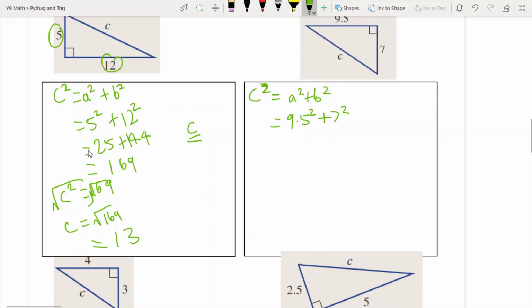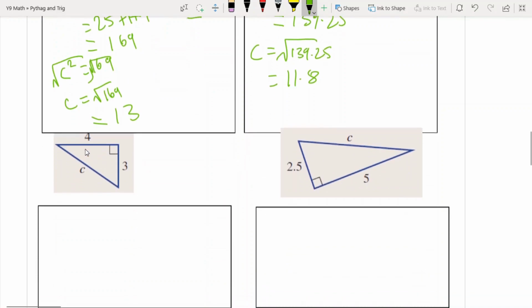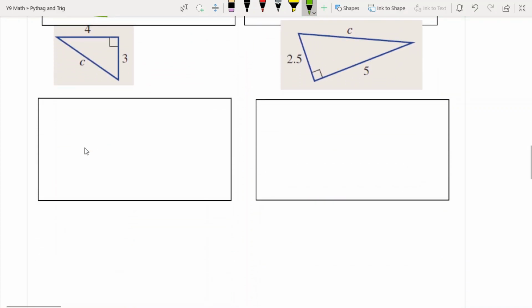Now, let's put those values in the calculator. That should give us a value of 139.25. Now to get C, we need to square root this value, and that gives us 11.8. All right, now moving on. You can take a minute or so to work out these questions and unpause the video when you're ready to go through them with me.